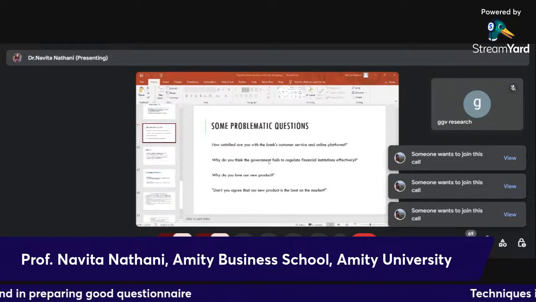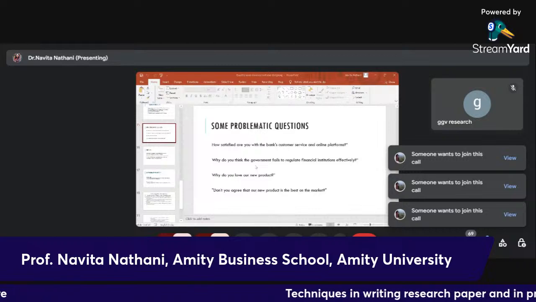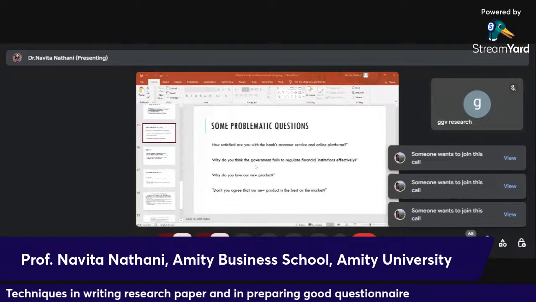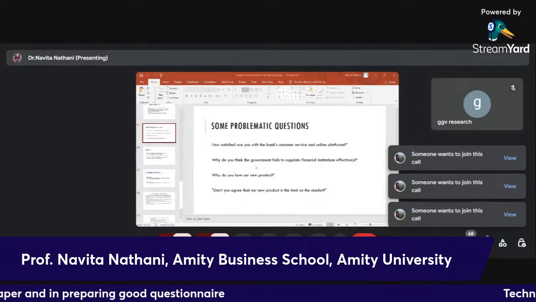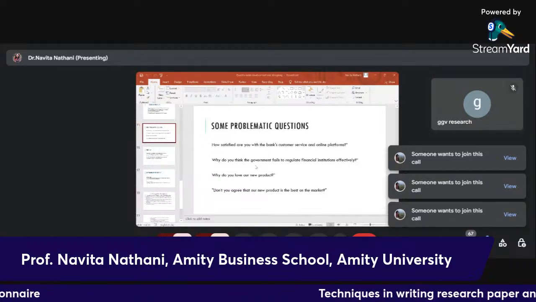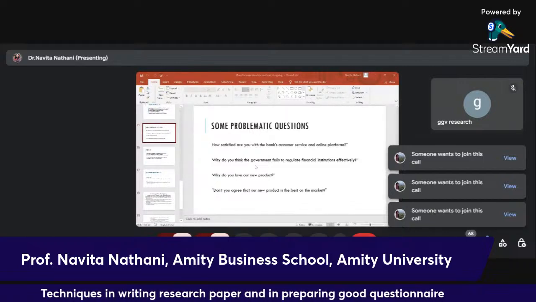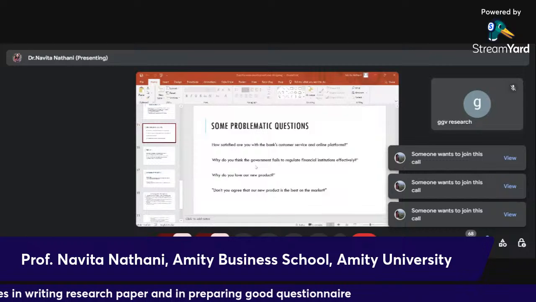What do you think, the government fails to regulate financial institutions effectively? What is wrong in it? Or if I convert it this way, I think the government fails to regulate financial institutions effectively. So Neha, what is the word which should not be there? Fails to regulate, I think. Exactly. The word fails should not be there. Why? Because हमने उसको lead दे दिया. Leading question हो गया ये.